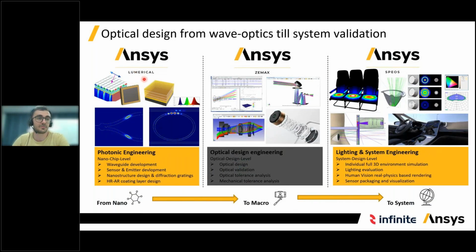Lumerical simulates the propagation of light through micro and nanostructures. So when the wavelength is about the same size as the structure itself, then we need to treat it as a wave, and we cannot do ray tracing anymore.